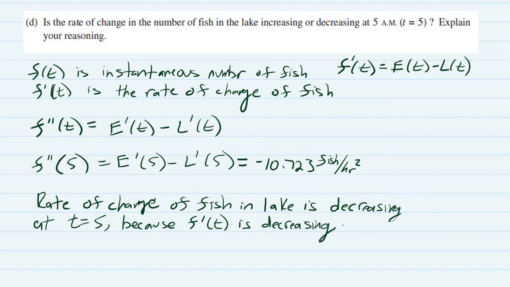The other way that I could have explained that is to say that because f double prime of t, the second derivative of f of t, is negative. But I'll just say that I have determined that f prime of t is decreasing at that particular moment in time. All right, so that wraps up FRQ number 1. I hope it was helpful.